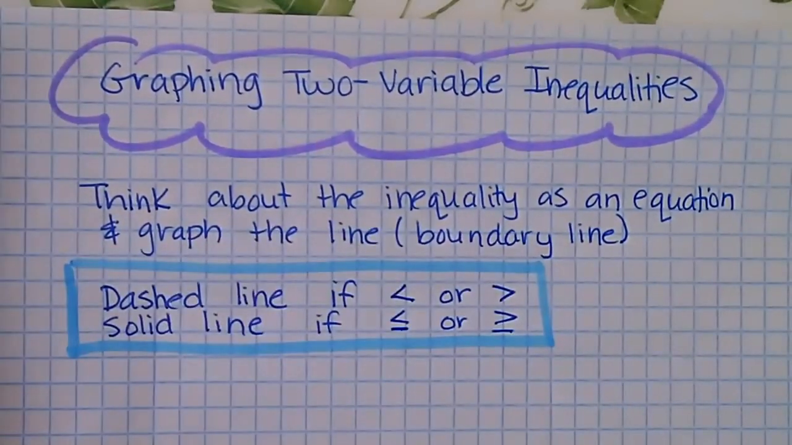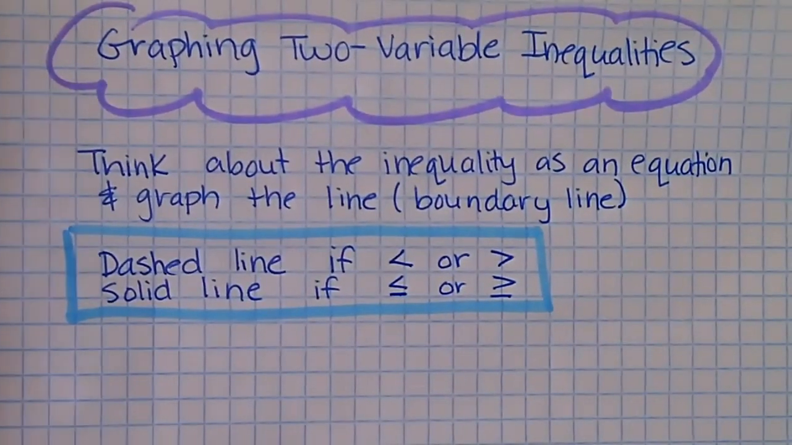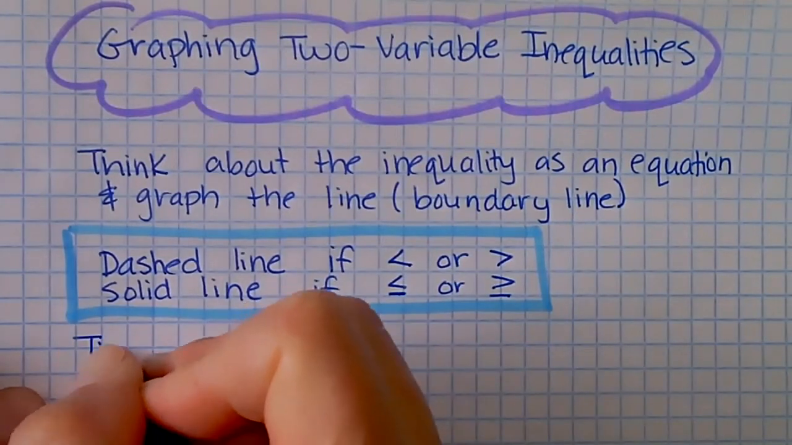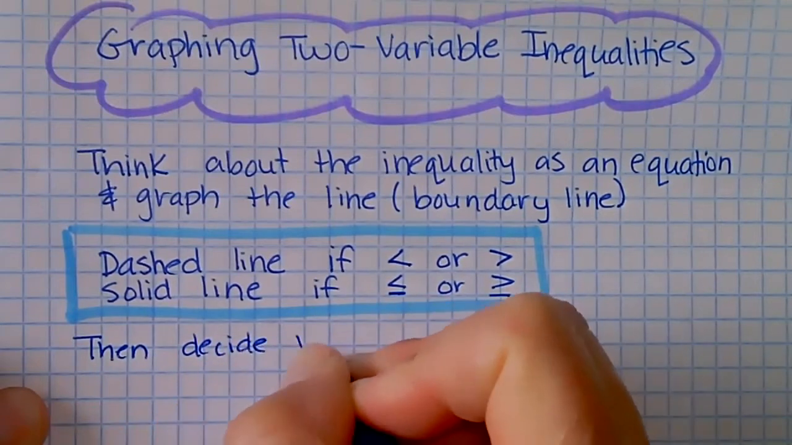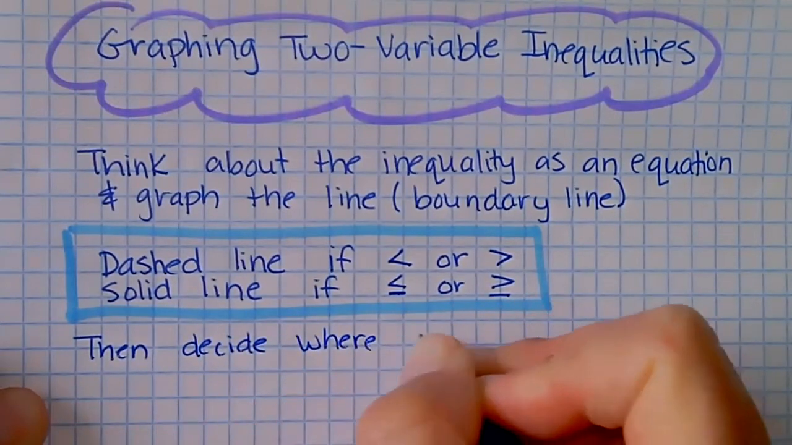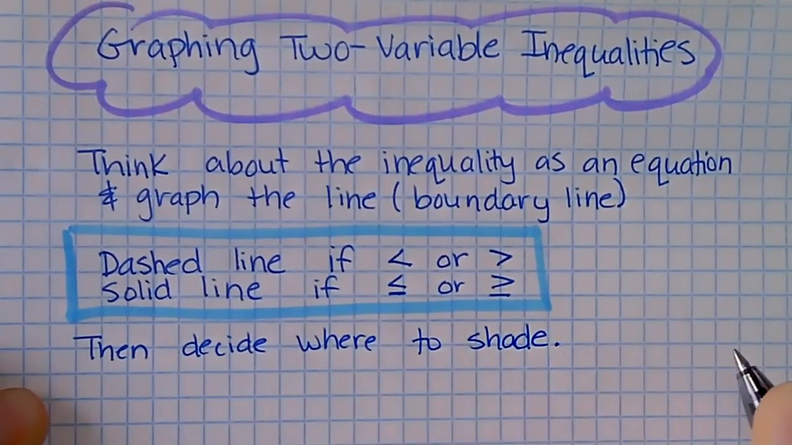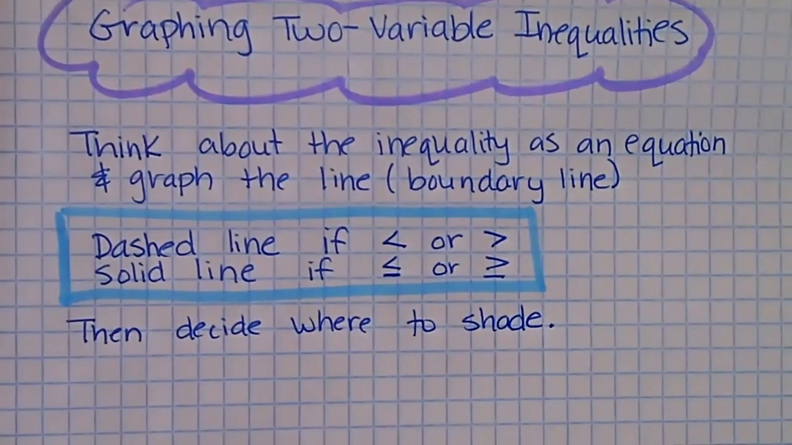Okay. Then after you draw your dashed line or your solid line, you have to decide where to shade. Now you can always test a point to see where to shade, and I'll show you how to do it that way. But the way I do it is the following.